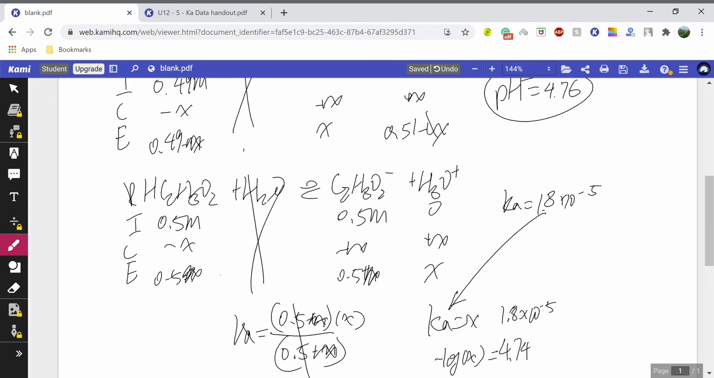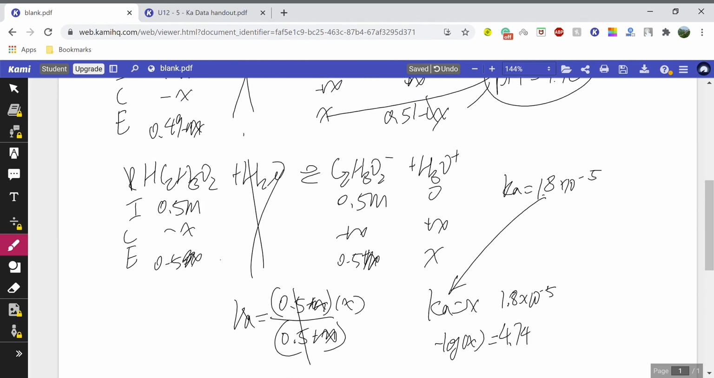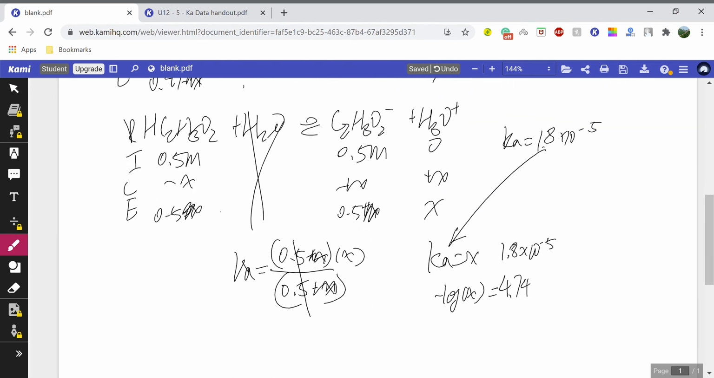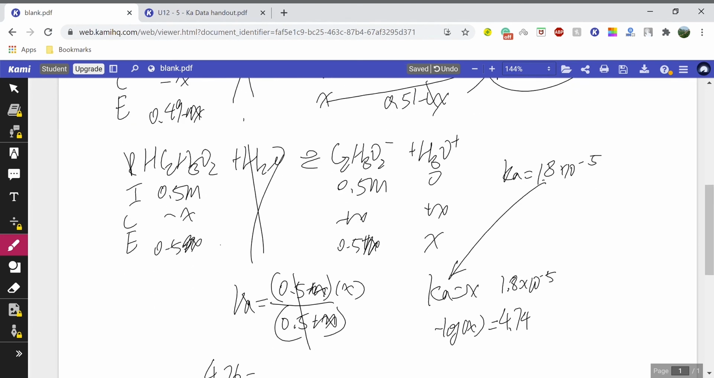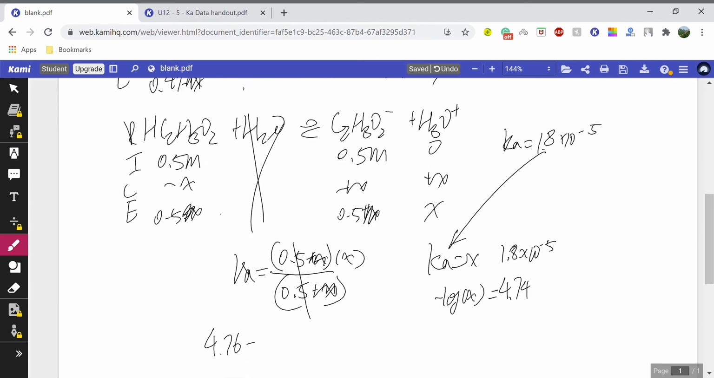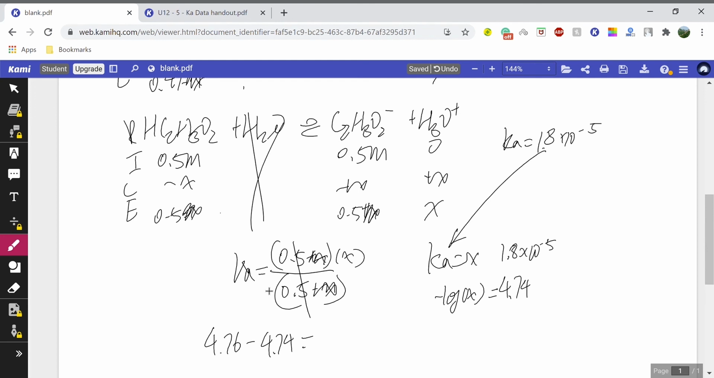Now, what is the pH change? To calculate the pH change, we're going to use our after. After we added the NaOH, our pH is 4.76, subtracted by the original before we added the NaOH, which is 4.74. So our after subtracted by before gives us a change of 0.02. So our change in pH is an increase of 0.02. Thank you for watching.